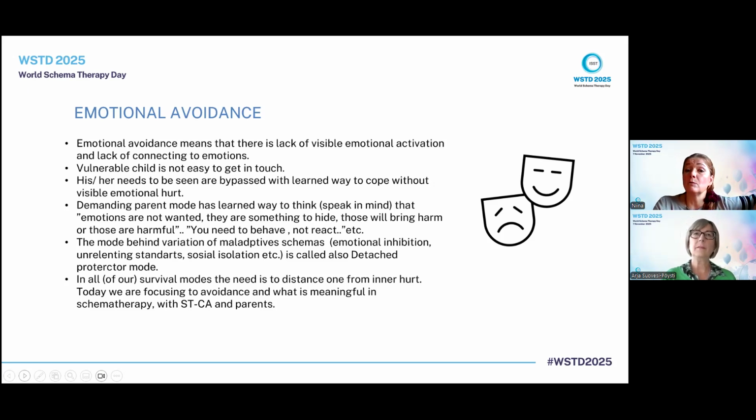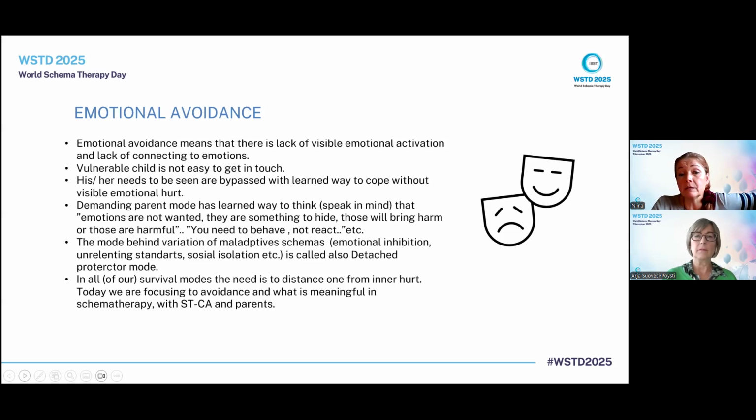The demanding parent mode has learned a way to think and speak in the mind, that emotions are not wanted, they are something to hide, those will bring harm, or those are harmful. You need to behave, not react to those. Something like that. Does it sound familiar? The mode behind a variation of maladaptive schemas, like emotional inhibition, unrelenting standards, social isolation, and so on, is called the detached protector mode. And in all of our survival modes, the need is to distance oneself from inner hurt.